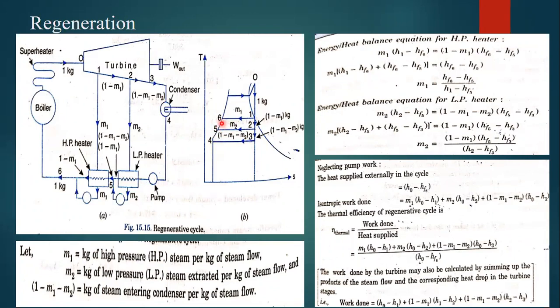So how much is going to be here? Since we have added that m2, we are going to be left with 1 minus m1. Again, we have added m1 kg of steam here. So we are going to have again 1 kg of steam. So that 1 kg of steam has been circulated. And due to extraction, the amount of steam has been reduced after expansion.